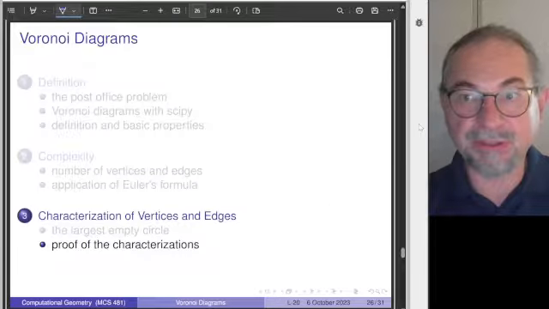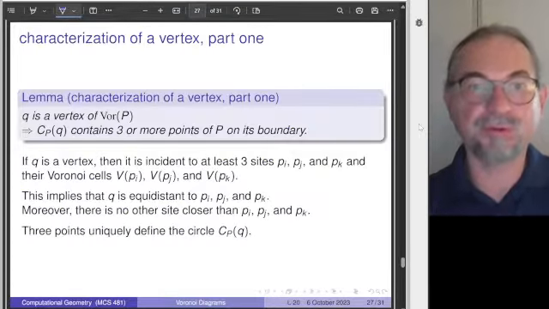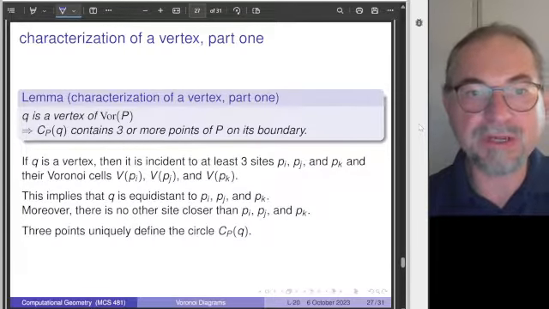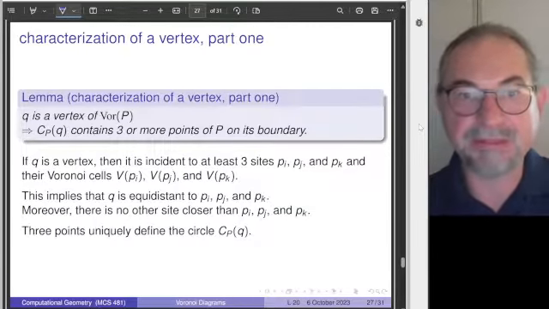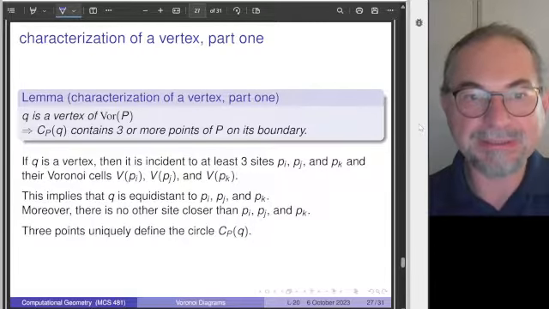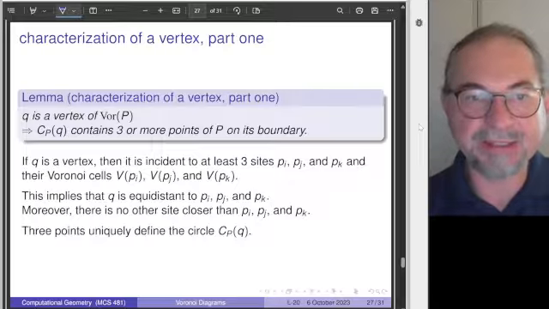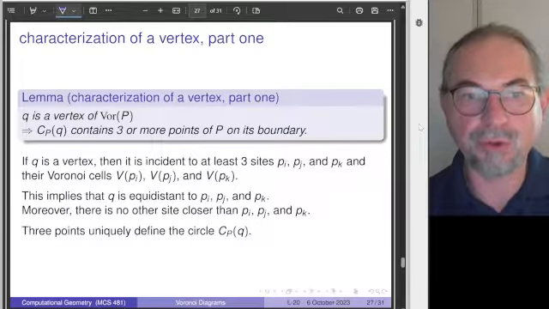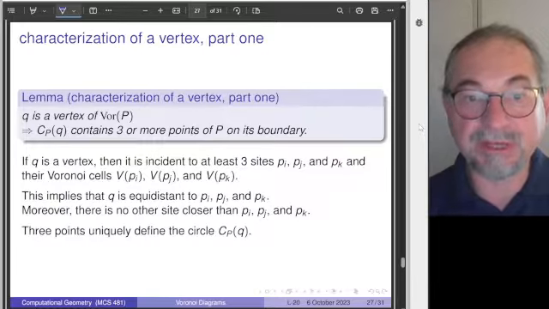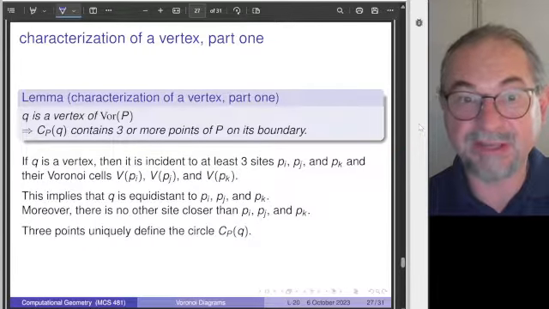If you are a mathematician, then you must see the proof, and we go through the proof. The theorem is implied by 2 lemmas. If we have a vertex, then the largest empty circle contains 3 or more points. If it is a vertex, then it is part of the Voronoi cells of at least 3 sites. This implies that it lies at the same distance from them.